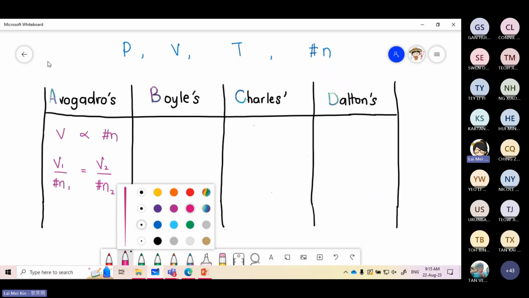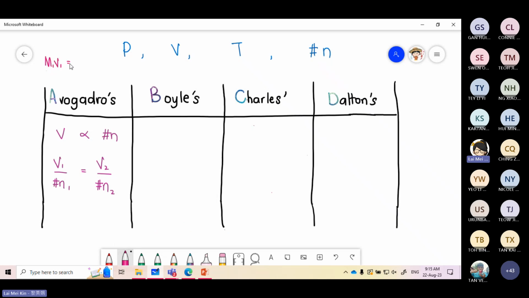I hope you're familiar with this. It's something like if you get M1 V1 equals M2 V2, just because the constant is the same, number of mole is the same. Same concept. What is 1 and what is 2? Normally 1 will be before the change, 2 will be after the change. We will look at the examples later in the calculation.